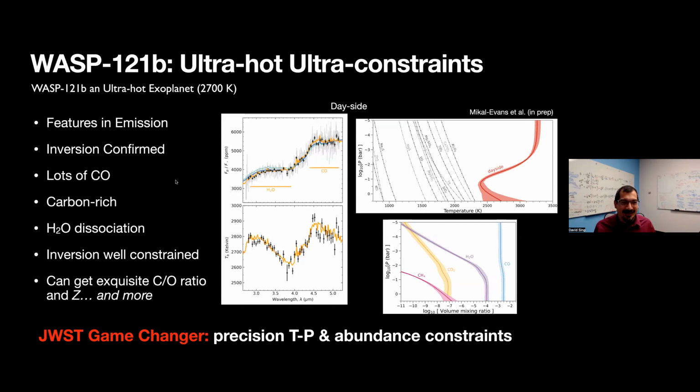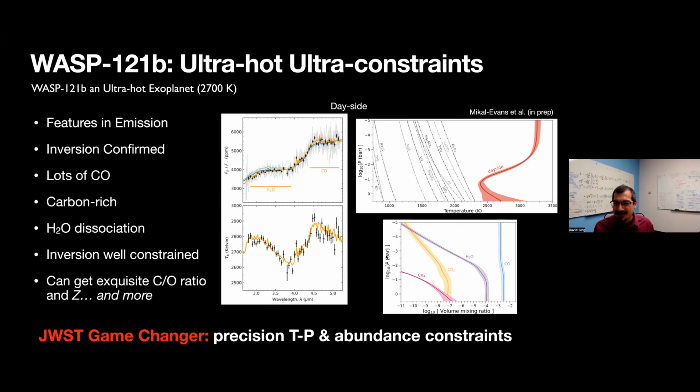So the inversion that we saw with HST is definitely confirmed. There's a lot of CO in the spectra. So lots of CO in emission. This is a very carbon-rich planet. We're going to be able to study the dissociation. So this is a lot smaller. This water feature is smaller than what you expect because of dissociation.